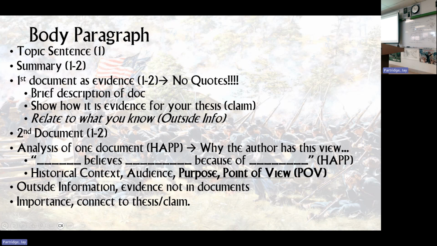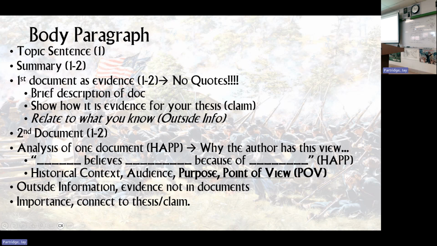So, a brief summary, 1 to 2 sentences. Just one sentence to explain what it is, just to remind, just so you show. And that also gives you a chance to get information that you know. It's not enough to just have the document. You have to have what they call outside information, stuff you know. And then, first document is evidence.